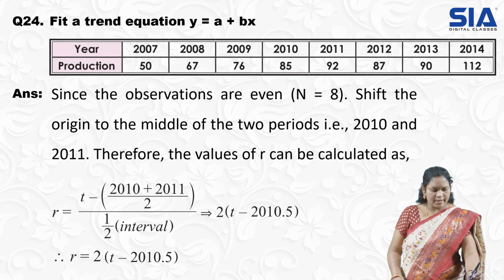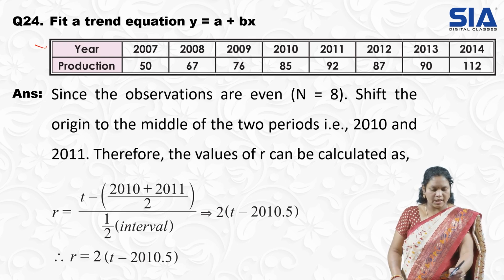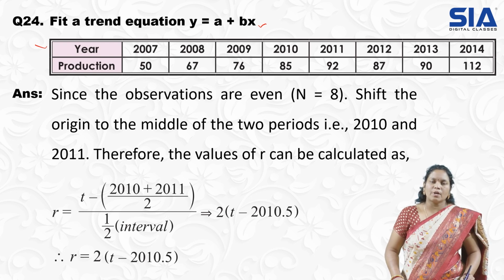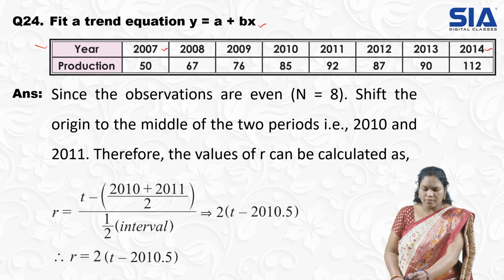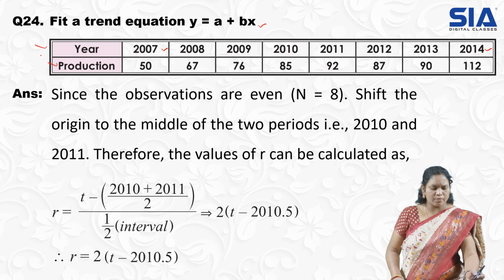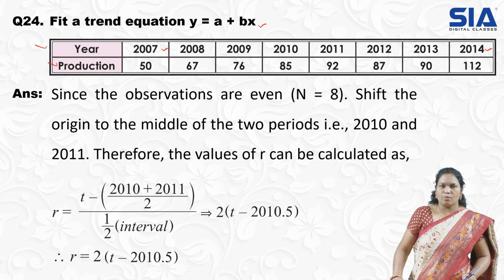So here is an example we have. Fit a trend equation y is equal to a plus bx. The trend equation is given here, but in the exam mostly they won't give it. They'll simply ask to find out the least squares method or straight line method, so you have to learn this equation also. Years from 2007 to 2014 are given, along with the production data for those years. For this data we have to go for the least squares method.